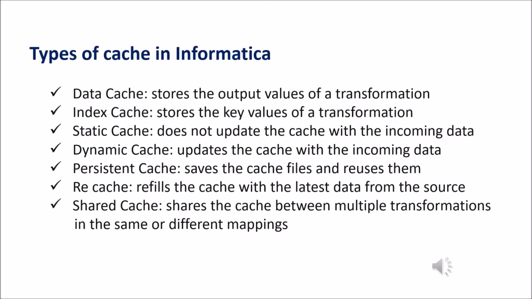which means if suppose we have a lookup transformation and we have a lookup condition, whatever the columns we are using for that condition, that columns data is going to be stored in the index cache. If that condition is satisfied, the output will come, right? So that output data is going to be stored in the data cache.